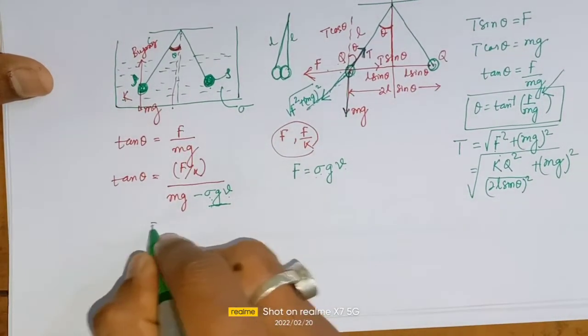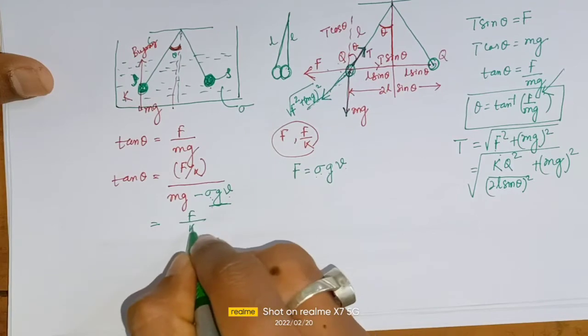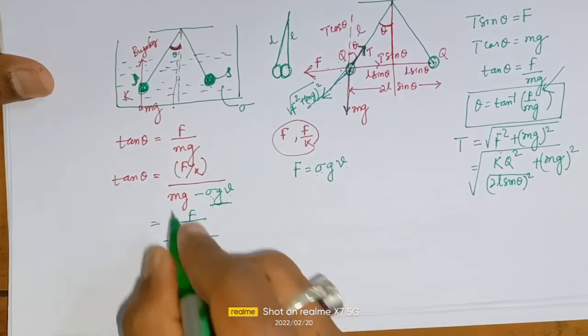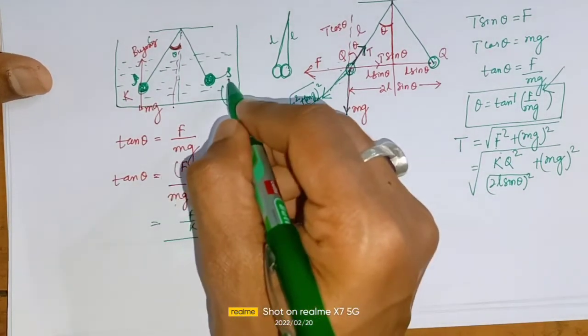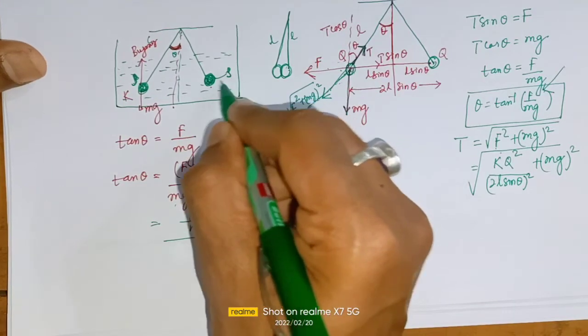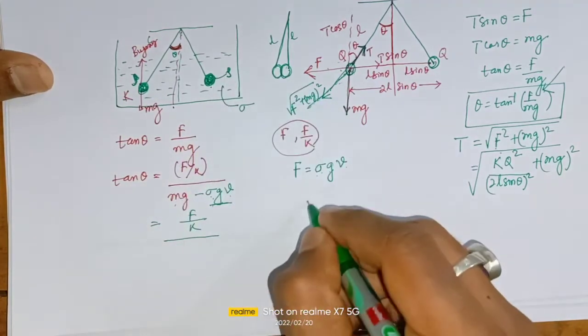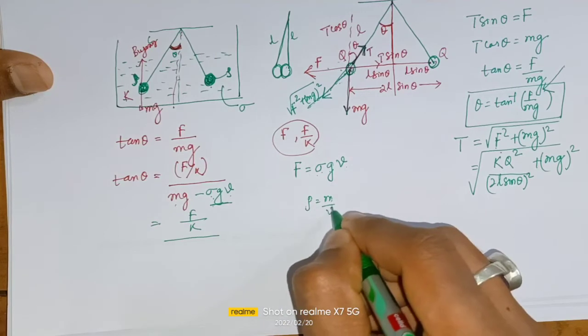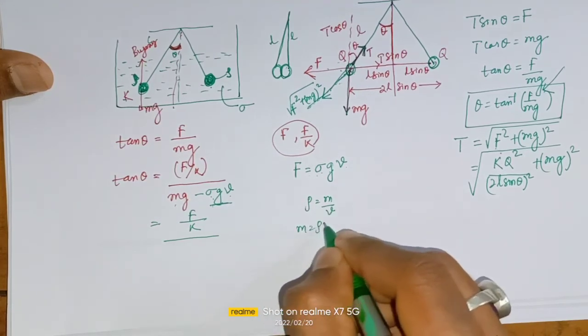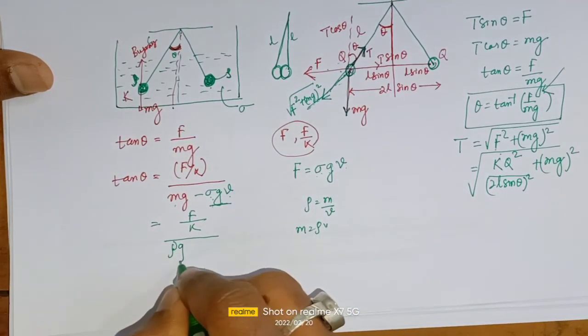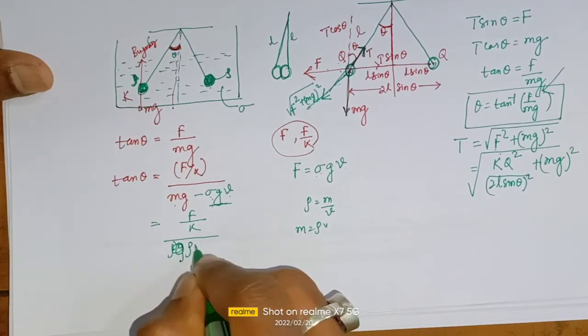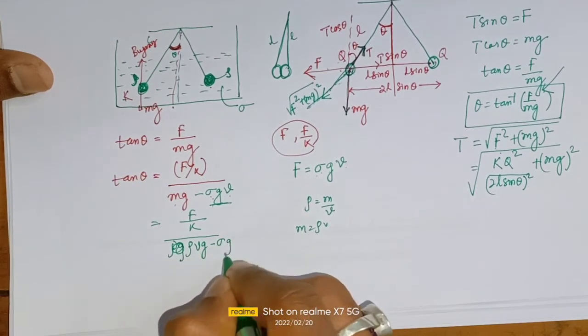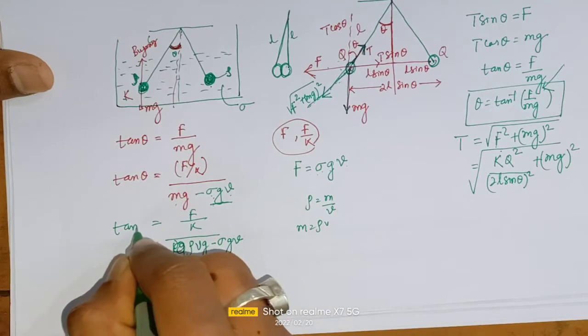So what is the scenario now? F by k, and this is mg in terms of density. If I consider rho is given for this bulb, we know density equals mass by volume, so I can say m equals rho V. So I will simply introduce rho Vg minus sigma Gv, which equals tan theta.